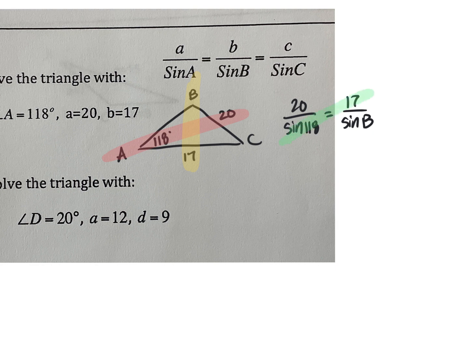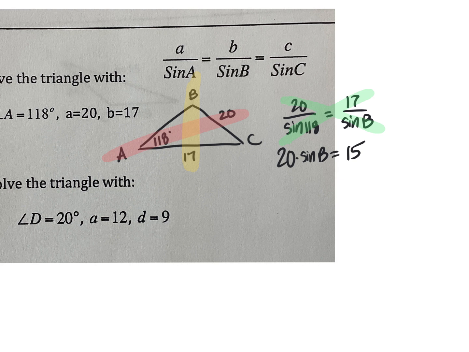We're still going to just cross multiply. And I'm going to get 20 times the sine of B equals, I love that. Thank you for typing it in. 17 sine of 118. 15? Yeah, and I'm just going to write 15 because I'm not at my final.